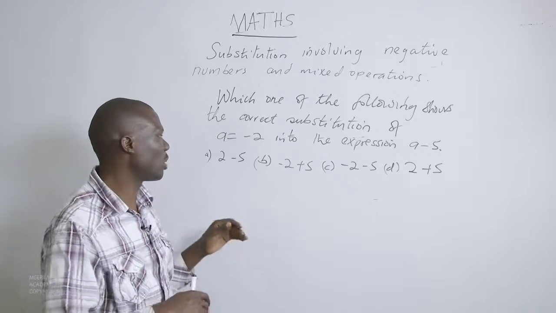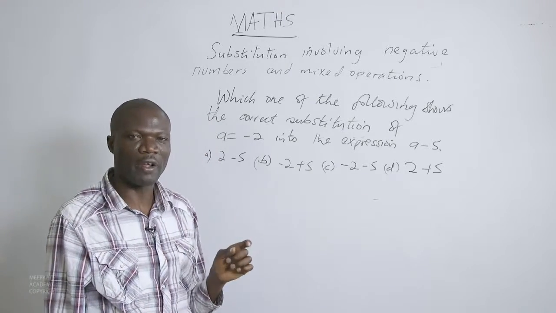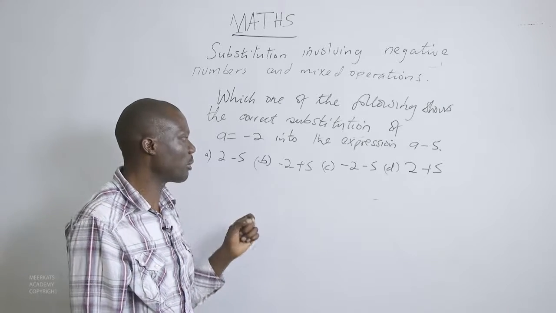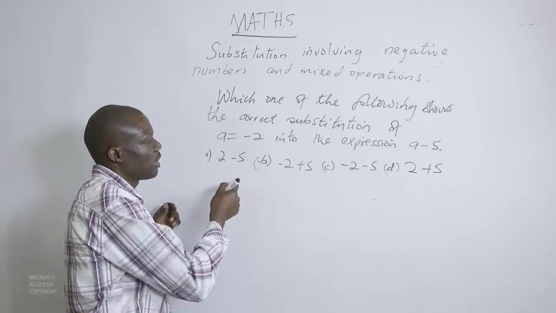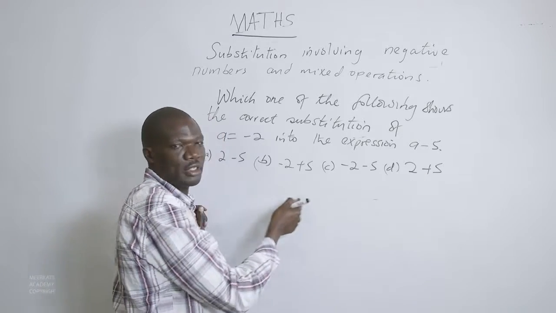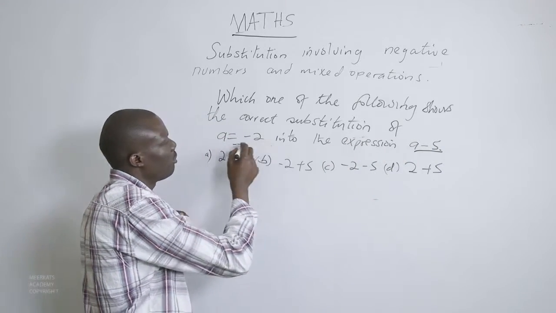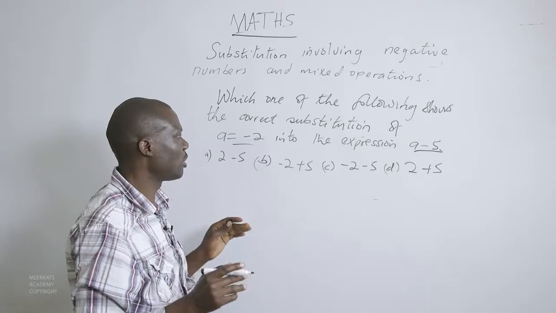It is advisable here that we don't just rush for the multiple choices and pick, but we go and work out correctly and see which one is supposed to be our answer. So I'll not look at the answers we've been given, but I'll move ahead to our expression and the value of A and substitute correctly as we resolve it.